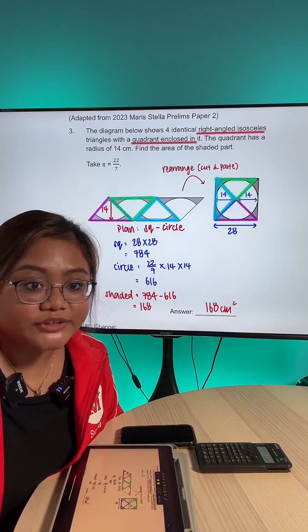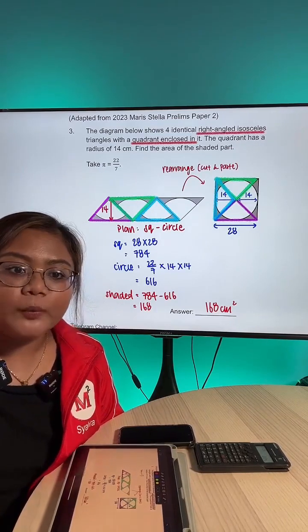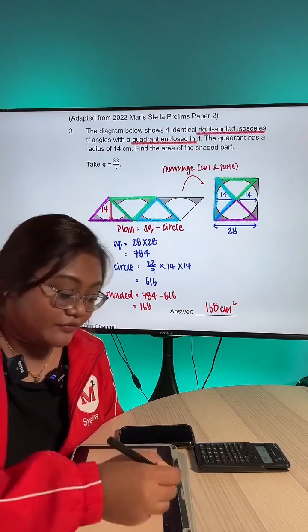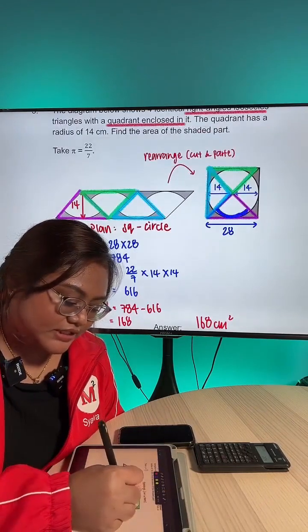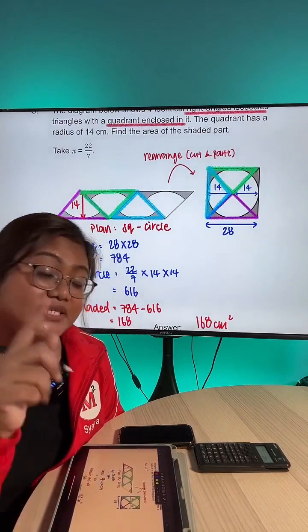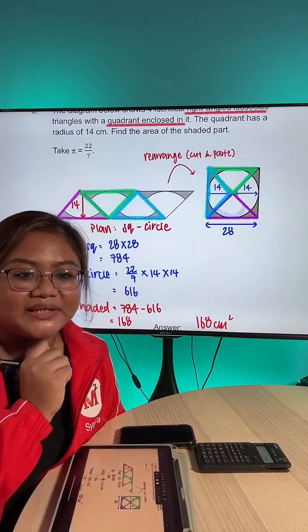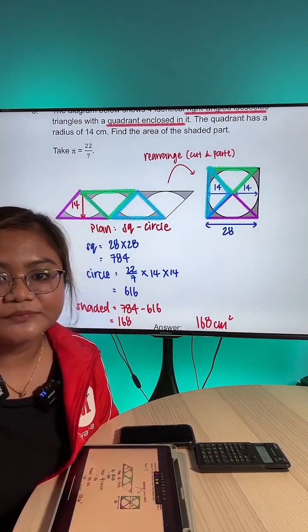Varun, good question. To find the separate arcs and times 4. Well, if we want to find area, finding the arc is not going to help us to find the area. Okay? Because we want the space inside. Arc is only the outer part. I hope that answers your question.